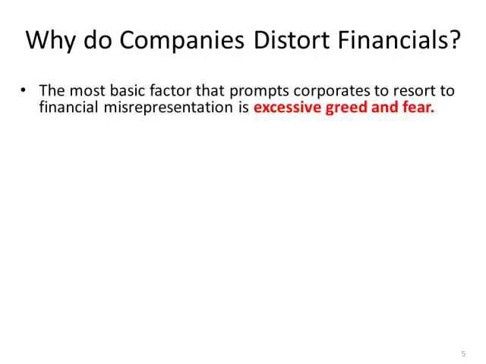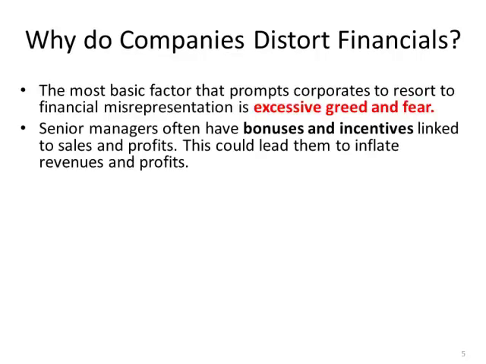So the most basic factor is excessive greed and fear, and a company can misrepresent its statements. It can show, for example, higher revenues and profits than what it should be showing, and this can be the result of excessive greed and fear, and this is particularly the case for the management that is a big part of signing off and looking after the accounts.